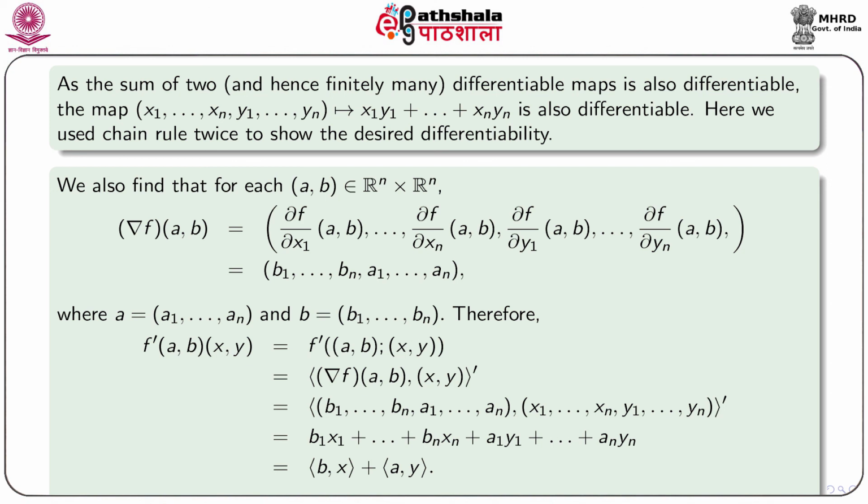Consequently, f'(a, b) operating on (x, y) is the vector derivative f'(a, b)(x, y), and that is the inner product of grad f at (a, b) with (x, y). Here it is the inner product of R^2n. We write the values of grad f at (a, b) and (x, y). So, finally, we have b1 x1 summation up to bn xn, then a1 y1 up to an yn, which is nothing but the inner product of b and x plus the inner product of a and y. In the last line, we have written the inner product of R^n.